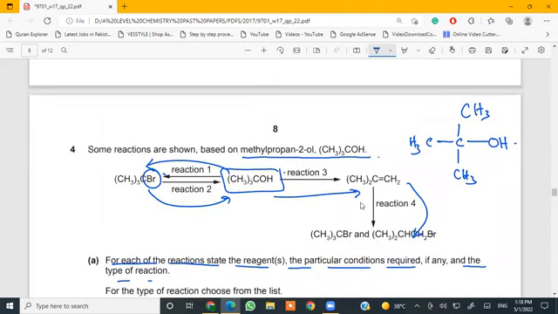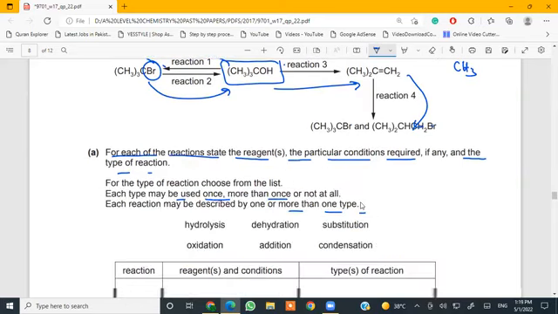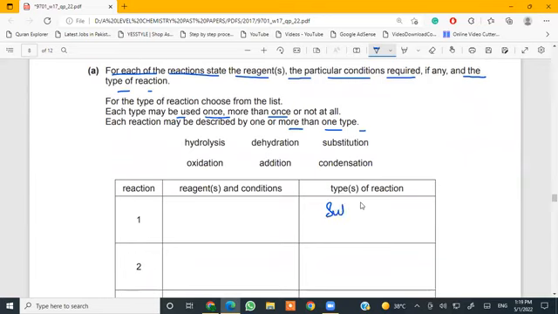So what is this? This is actually a nucleophilic substitution reaction with HBr, right? Because you are removing the OH and replacing it with another nucleophile, that is bromine, right? So it's a nucleophilic substitution reaction, or you can just write down substitution for alcohols, okay, but not for alkyl halides. This is a substitution reaction.